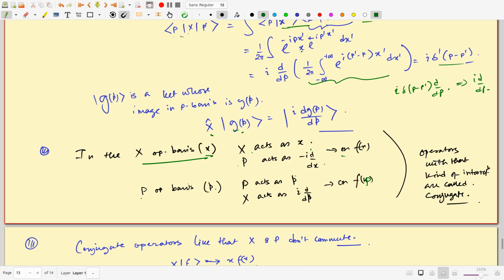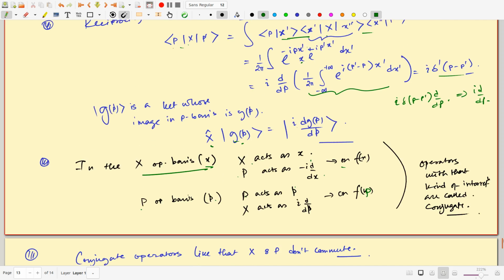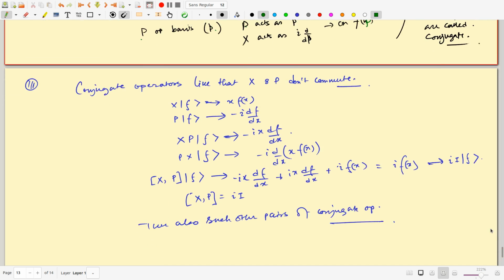Notice that I built up everything from a purely mathematical point of view, imposing constraints like Hermiticity because of the physical requirement, and we landed on this kind of structure. Now we want to show that these conjugate operators x and p will not commute.